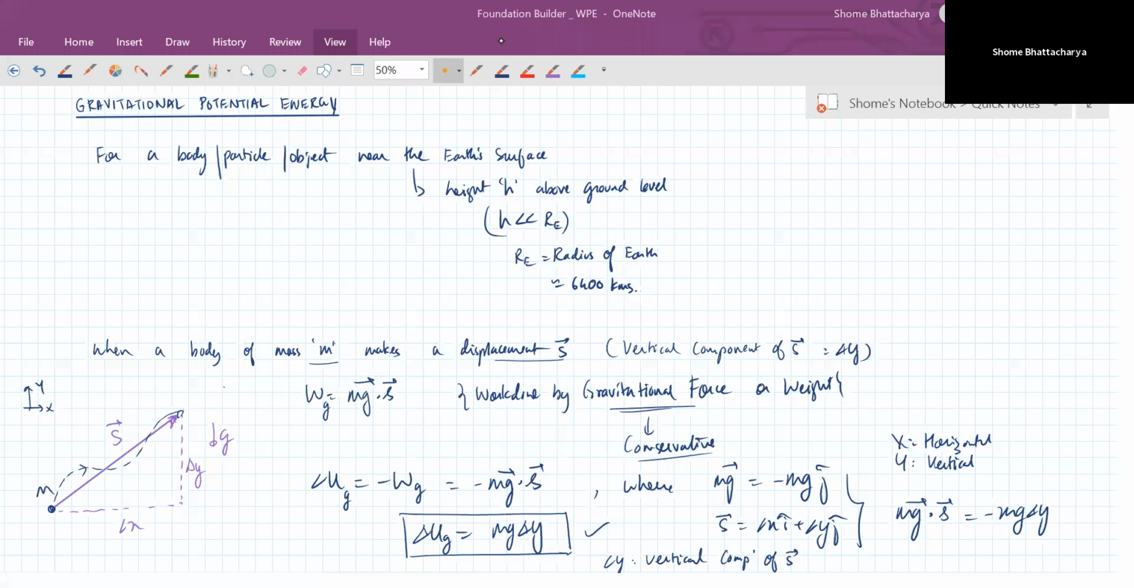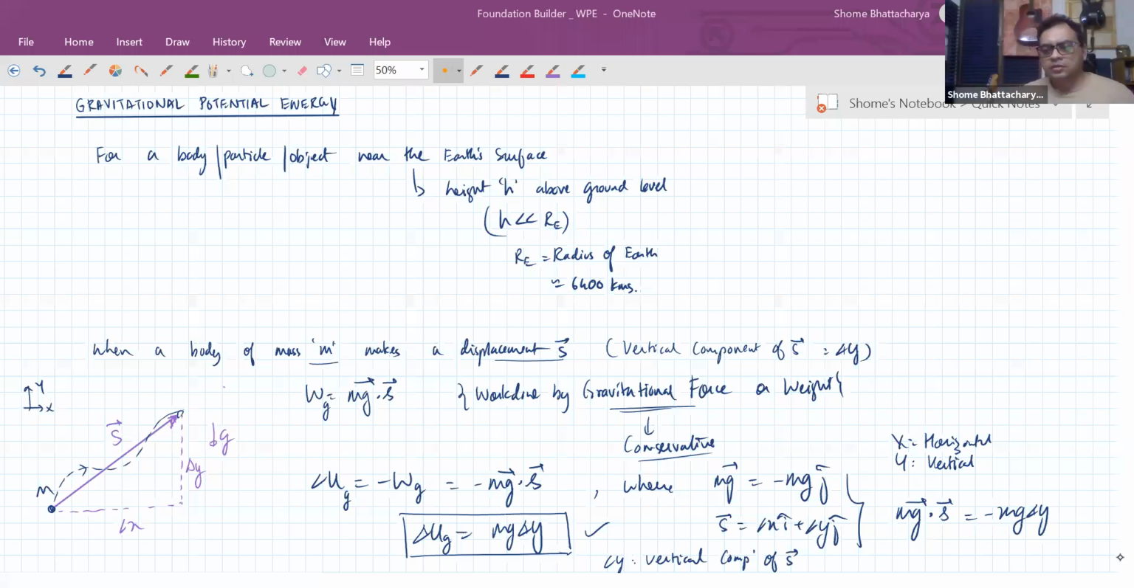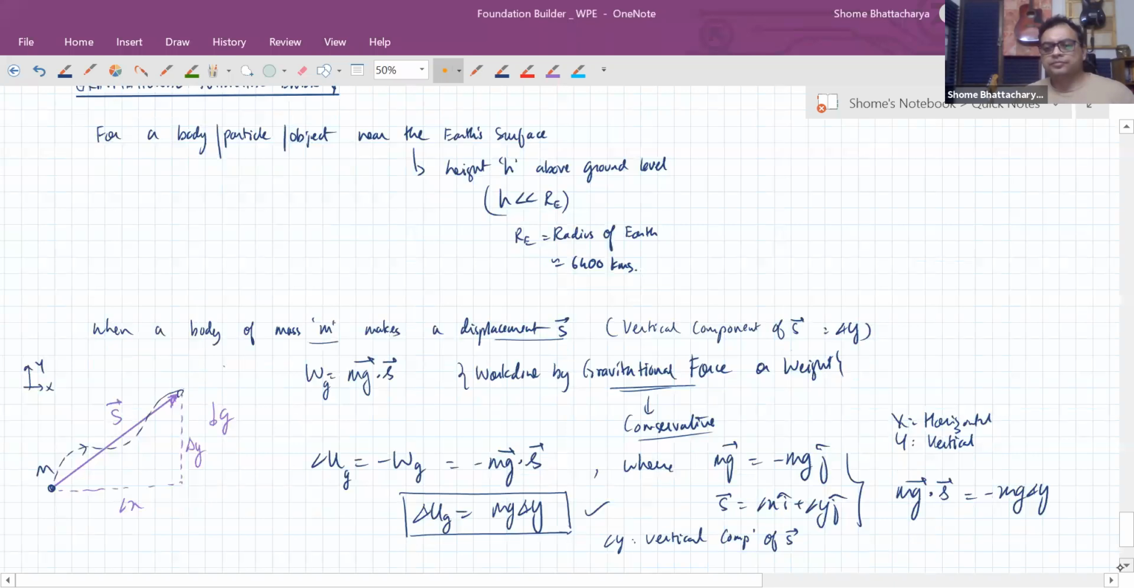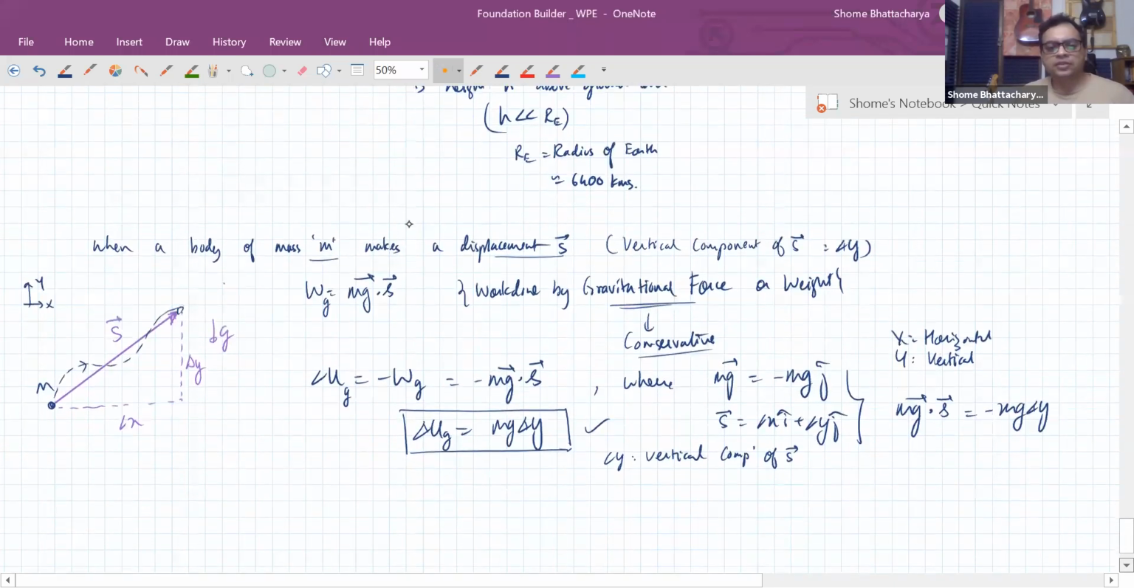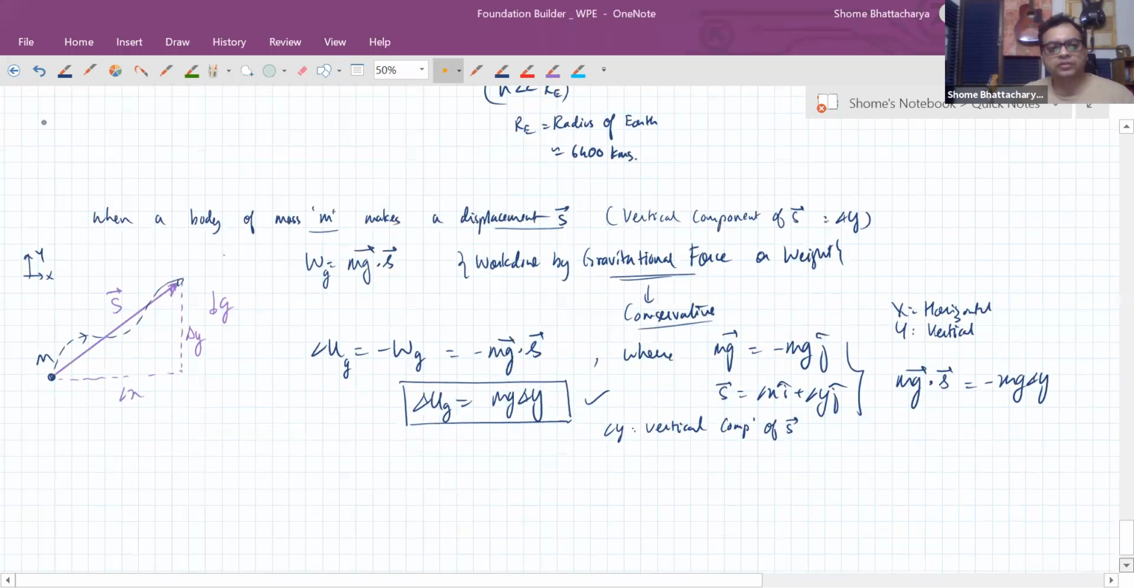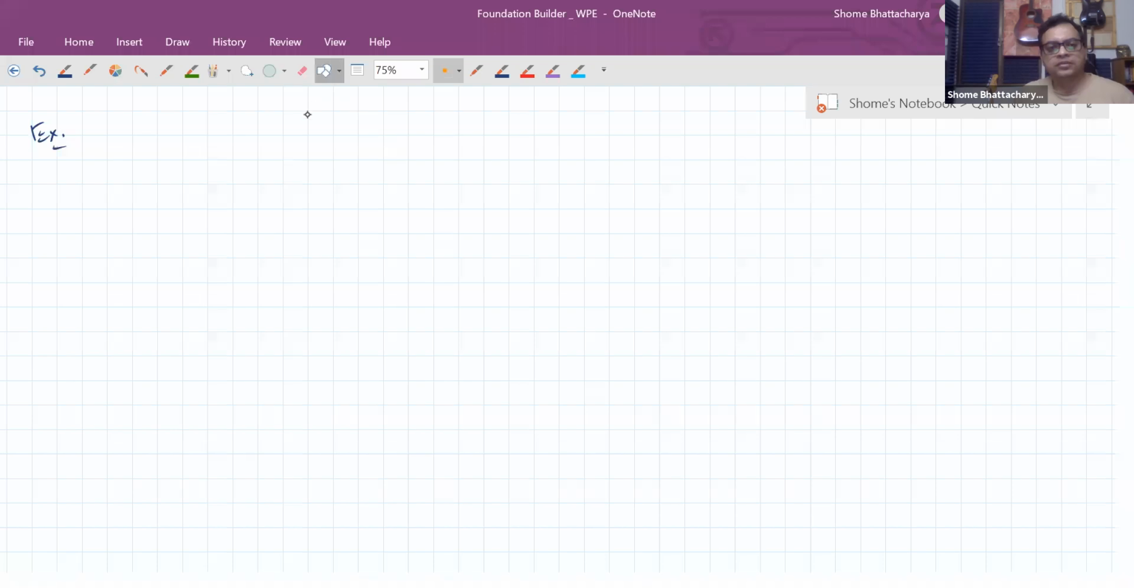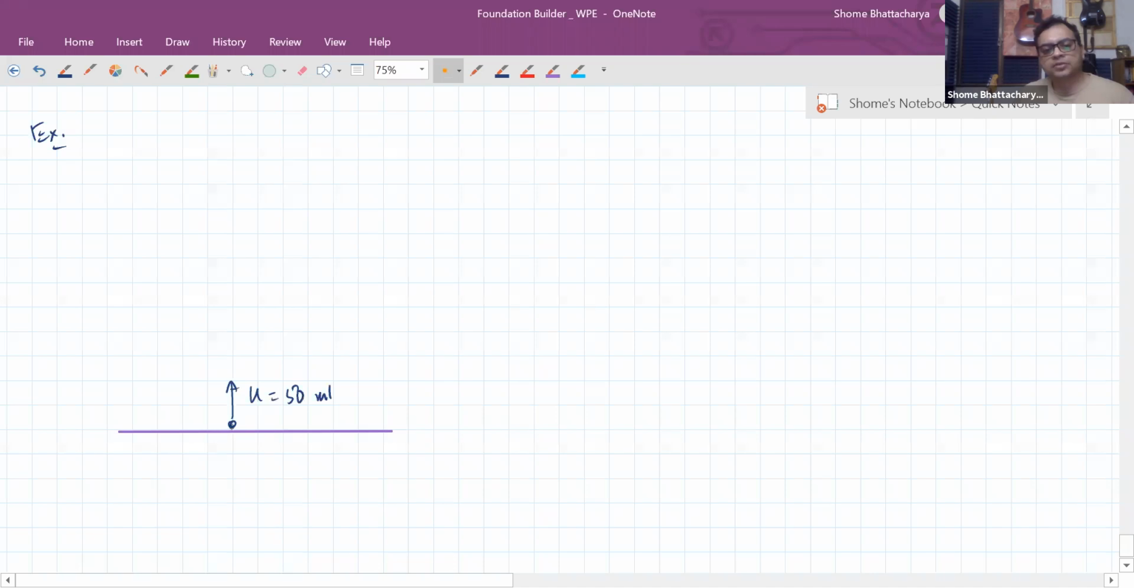Okay, so next up, let's look at some applications of this. The most basic application you can think of is vertical motion. For example, we have thrown up something from the ground level vertically at a speed of 50 meters per second, suppose.